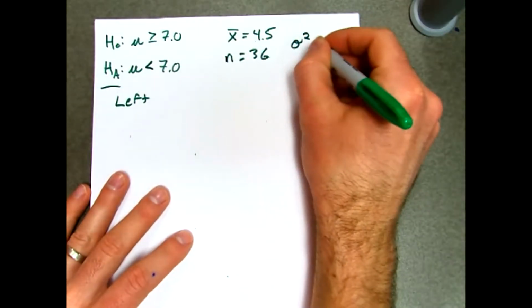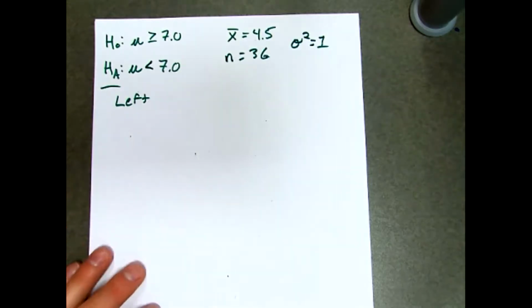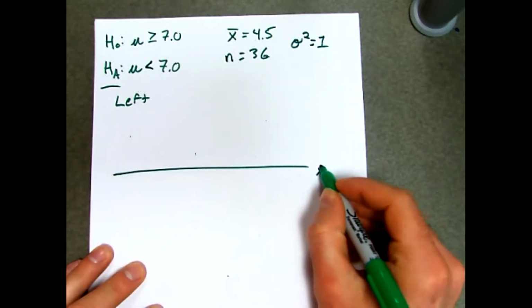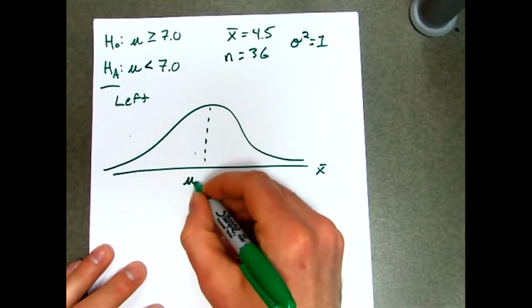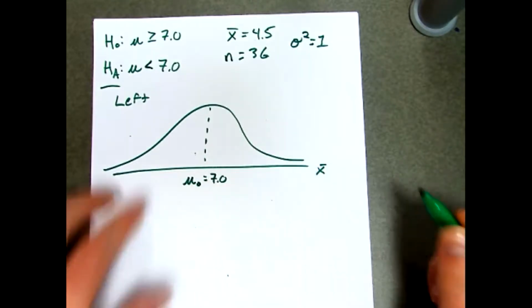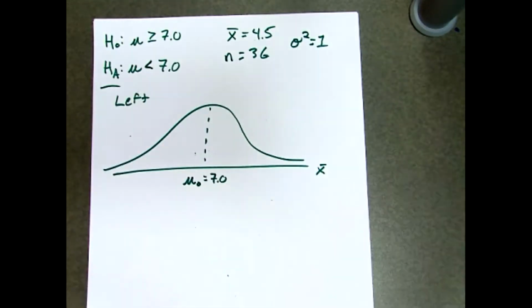So I then had a sample size of 36. We were given a population variance of 1. If what I assume to be true is in fact true, then I've got greater than or equal to 7.